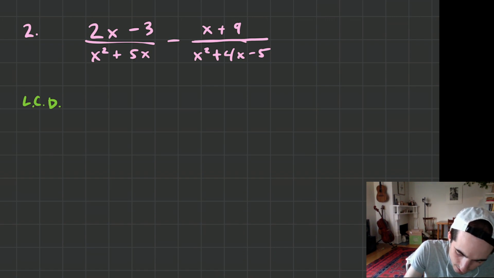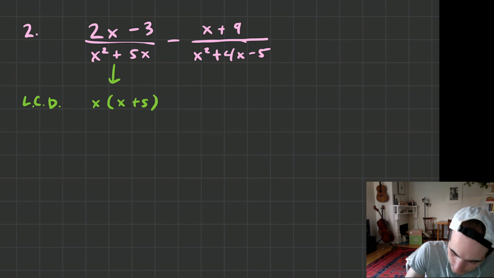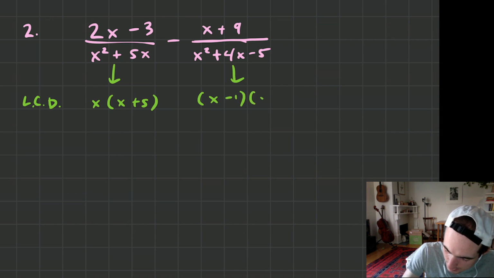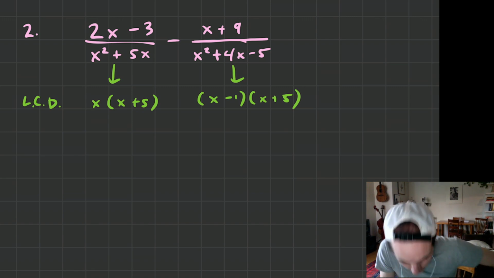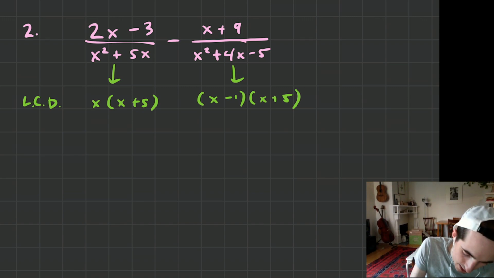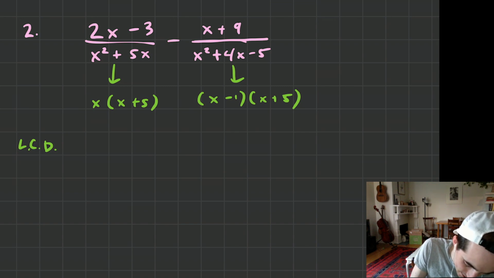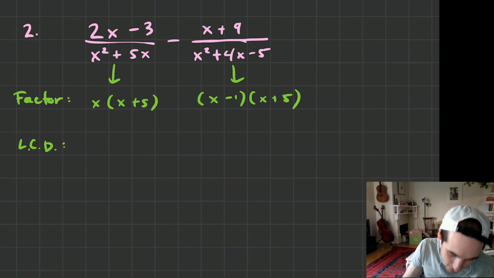So I'm gonna factor this guy. This guy is x times x plus 5. I'm gonna factor this guy. This is x minus 1 times x plus 5. Okay, that looks a little bit better because now we have an x plus 5 in both of them. So the LCD, I should actually bring that down. And maybe what I'll say is that I'm going to factor. That's what I did on this line, is I factored. And on this line, I'm going to find the LCD.